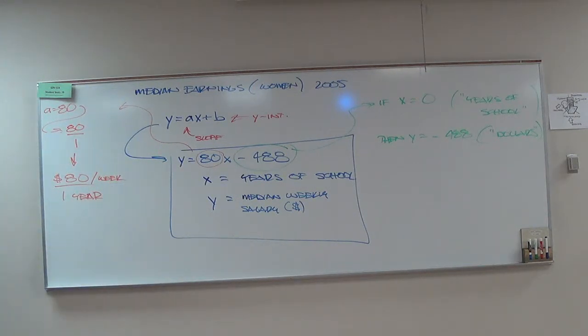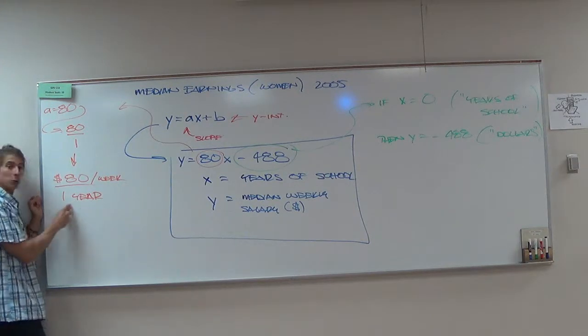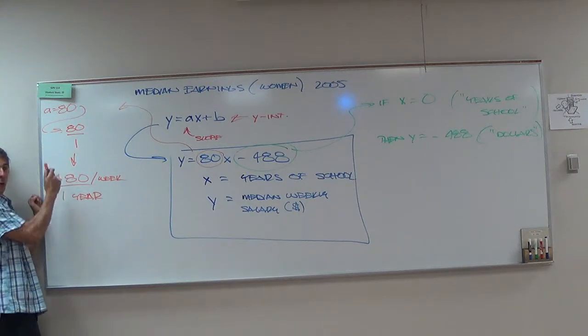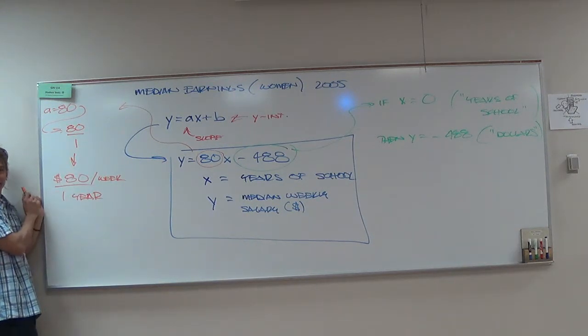Every 1 year. So what this means is, for every extra year of school we go to, the median earnings per week go up $80. That's what that implies. For every additional year of schooling that we go to, your median weekly earnings go up by $80.